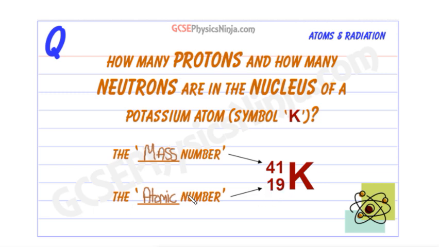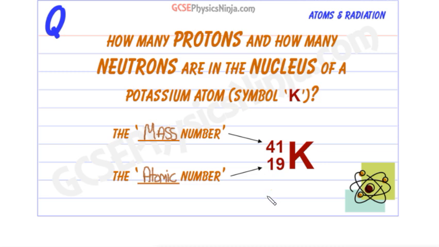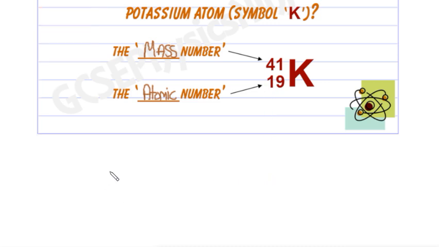So with these two numbers, we can work out how many neutrons there are in the nucleus. Let's just do that now. Let's say this is a nucleus of potassium, and we know that there are 41 protons plus neutrons. Protons plus neutrons, that's the mass number. And we know that 19 of them are protons.